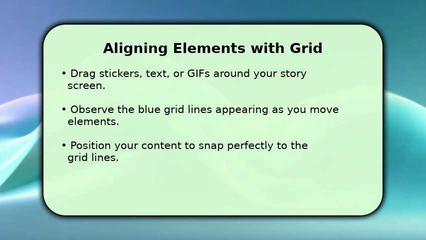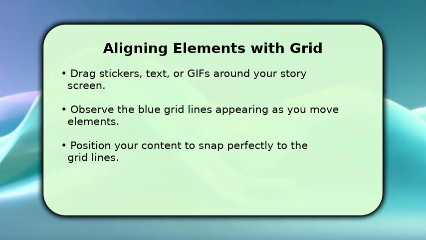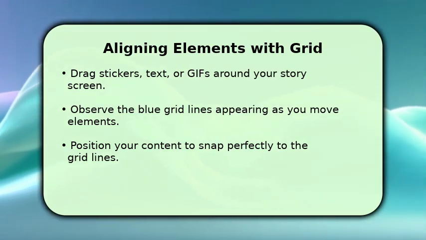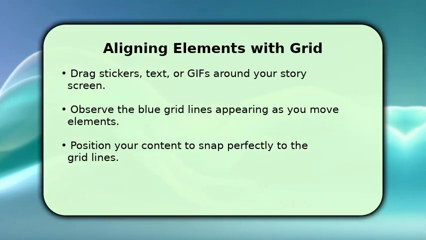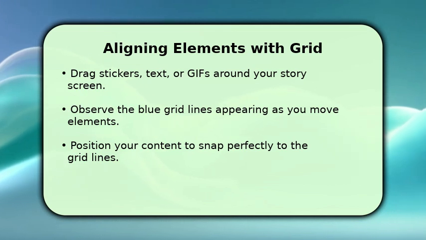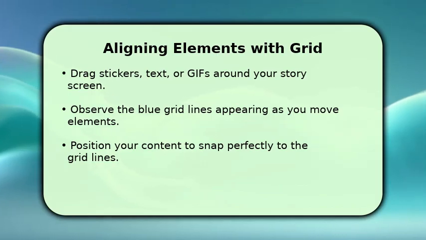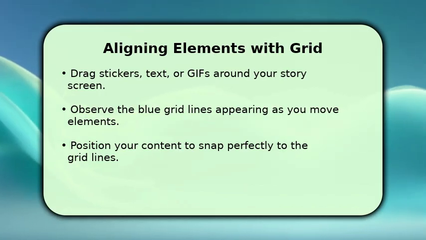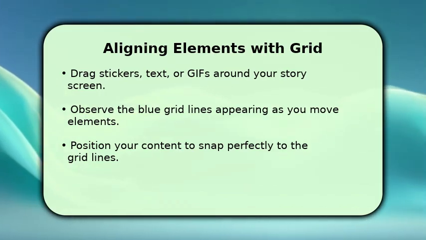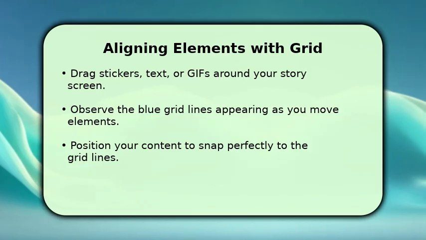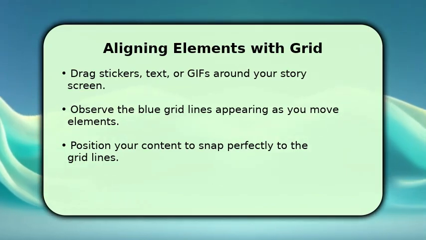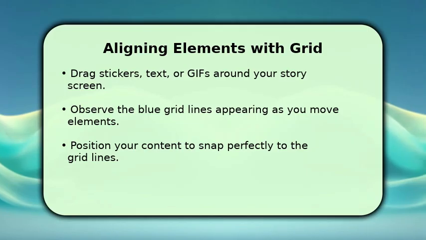Once the grid is active, you can easily align your story elements. Simply drag any sticker, text box, or GIF around your screen. As you move these items, you will notice blue grid lines appearing, guiding your placement. These lines help you position your content precisely, ensuring everything snaps perfectly into place. This feature is incredibly useful for achieving consistent spacing and creating balanced, symmetrical layouts for all your story designs.